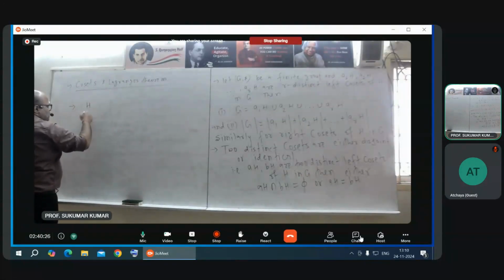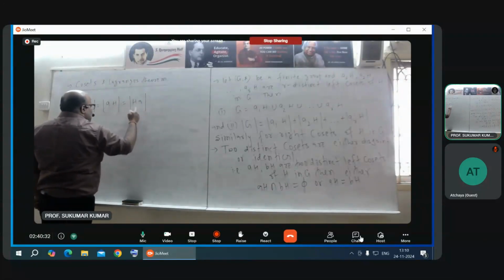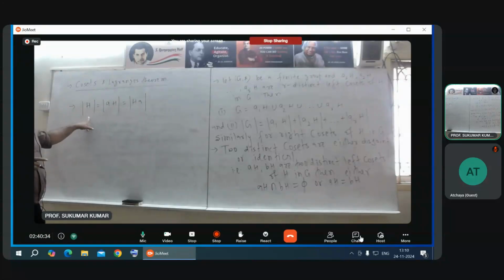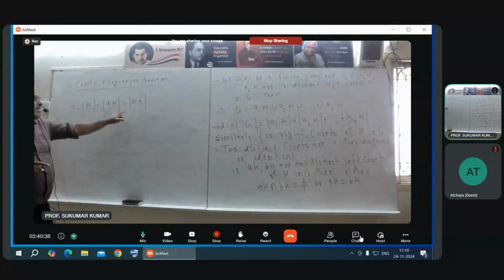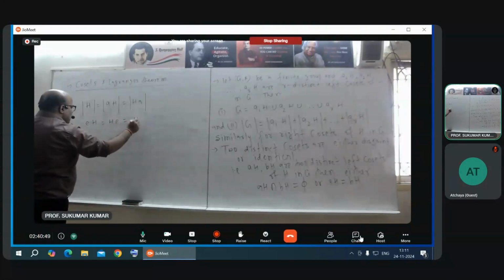H is a subgroup, so whatever the cardinality of H is, the left coset cardinality and right coset cardinality are all the same. If H is a group of order 10, then the left cosets and right cosets will have order 10, meaning cardinality 10. Cosets are not a group or subgroup, anything. If we take E and operate from either the left or right side, only H will come.